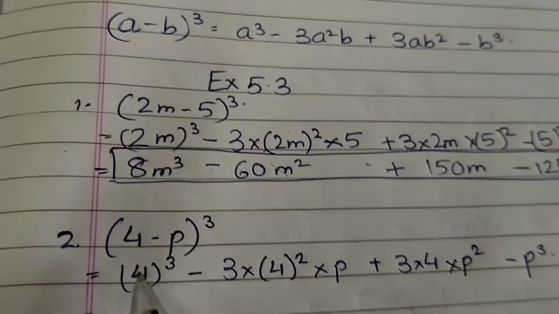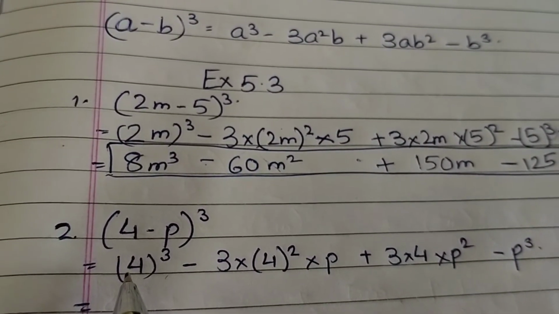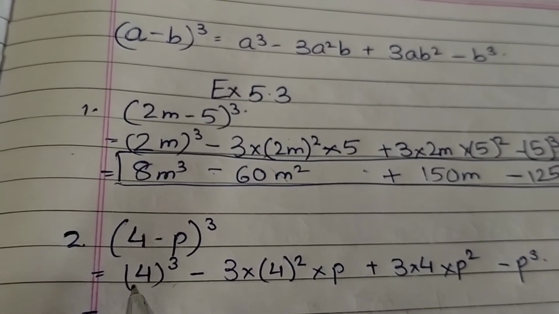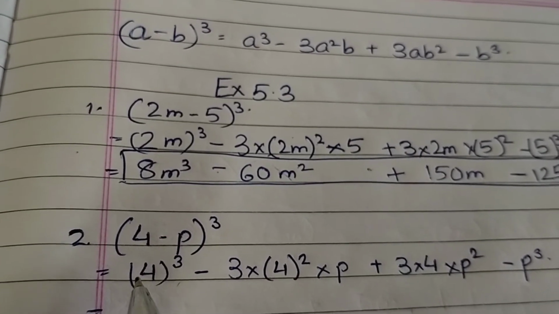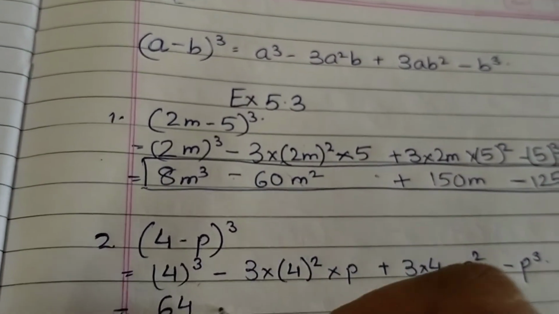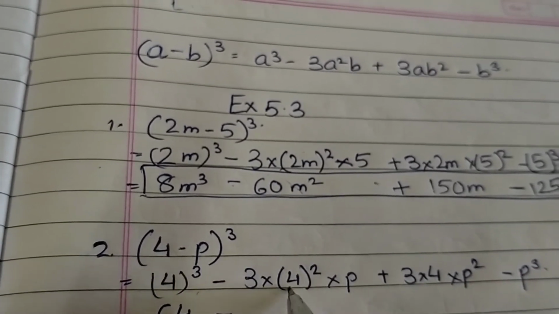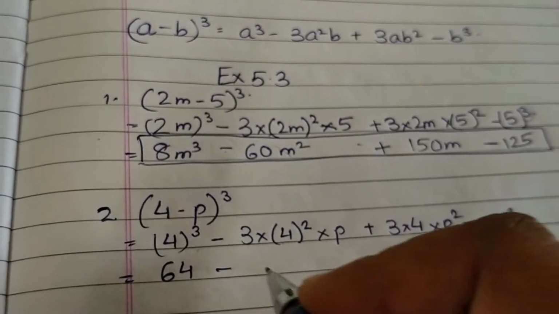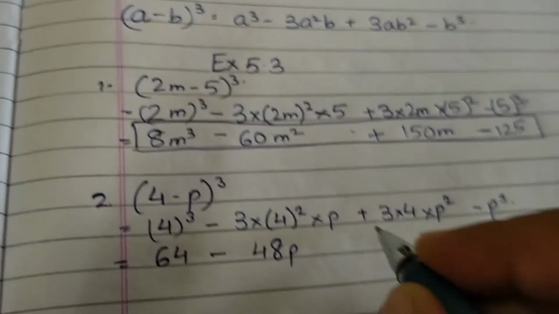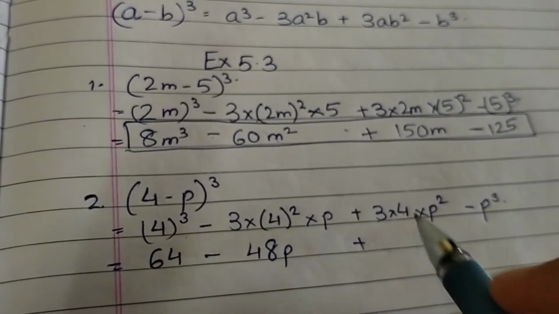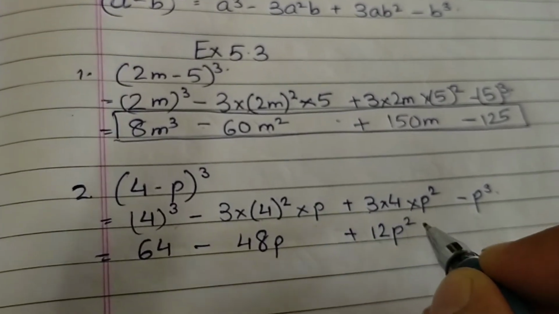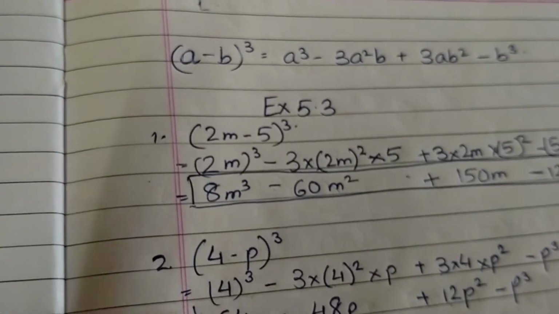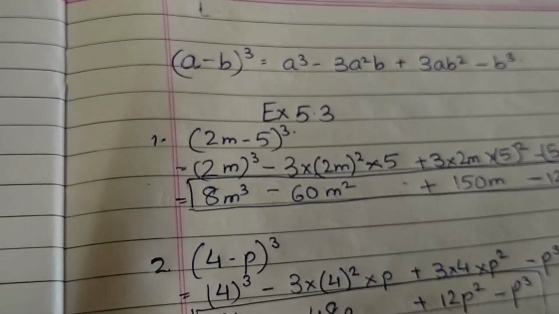So the cube of 4 is 4 4s are 8, 8 4s are... sorry, 4 4s are 16 and 16 4s are 64. Here we get the answer: 4 4s are 16, 16 3s are 48 and 48p. So the answer here will be minus 48p. Now here it is a plus sign. So here 3 4s are 12 and p square. And here it will be minus p cube. So this is our final answer.